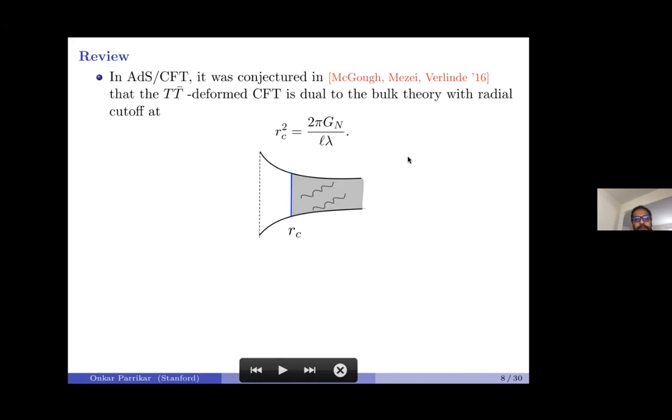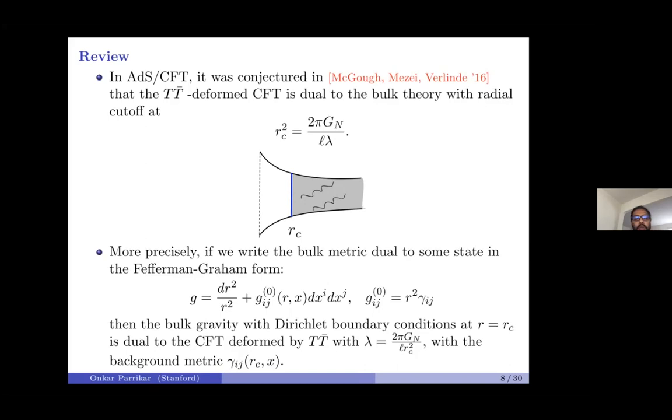Okay, so that was their proposal. And to be somewhat more precise, what one could do is take the bulk geometry and write it in a Fefferman-Graham form like this, where, just to introduce some notation, this g with superscript naught is the induced metric on the constant radial slice. And let me also introduce some more notation while we are at it. We'll write this induced metric up to a conformal factor, this factor of r squared times gamma. This gamma here is going to be roughly the metric on which the field theory lives. So it's roughly the background metric for the effective field theory dual to this cutoff AdS space. That's just notation.